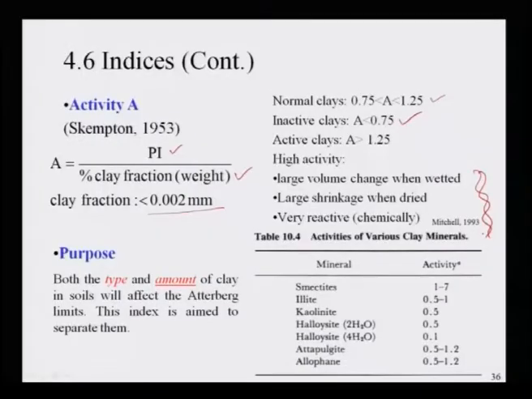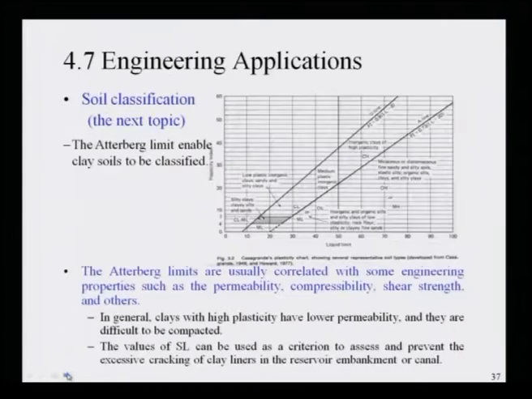So, activity of various clay minerals has also been given by Mitchell, 1993. If you see, illite is 0.5 to 1, kaolinite is 0.5, then montmorillonite is 0.5 to 1.2. What are its engineering applications?